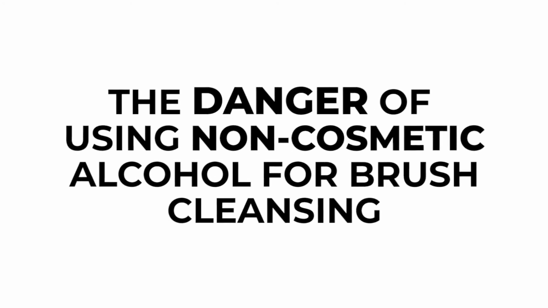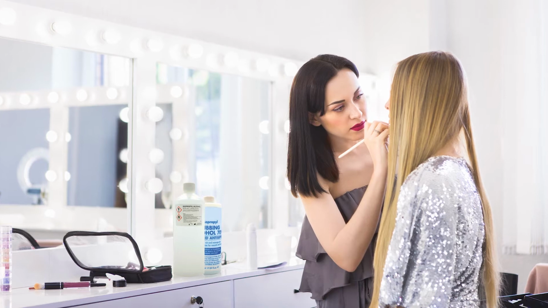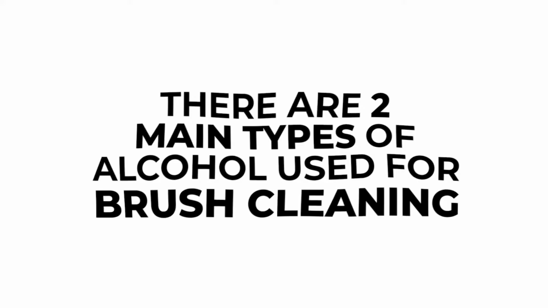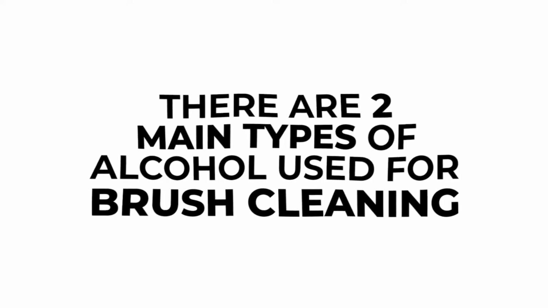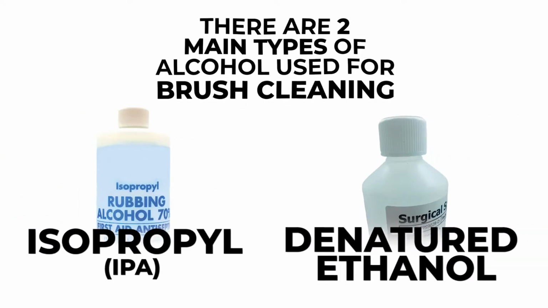Industrial non-cosmetic alcohols have been used for the purpose of brush cleaning without scrutiny across the cosmetic industry for some time. The two main types of alcohol used for the purpose of brush cleaning tend to fall into two categories: isopropyl alcohol, also known as IPA, and denatured ethanol. Let's first look at denatured ethanol.